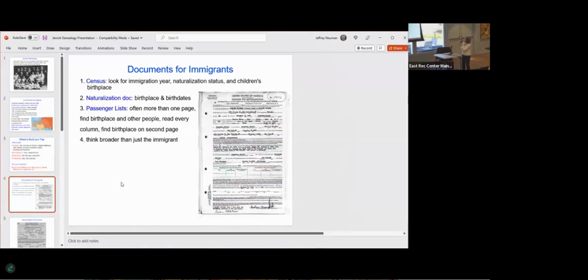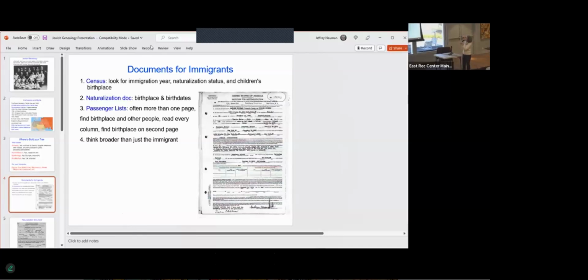But the best one is naturalization documents. They are like gold. They're full of information. And you especially want to get the birthplace, because the naturalization document will usually tell you the town that the person came from. So in case you didn't know that, that's a great place to get that information.